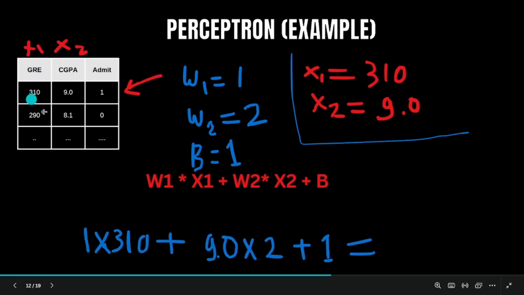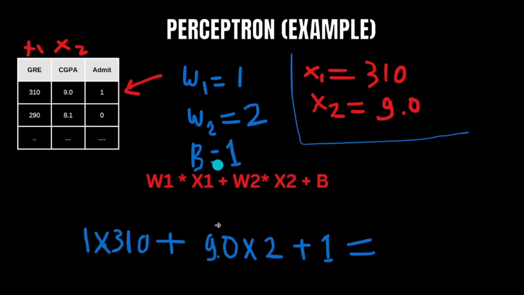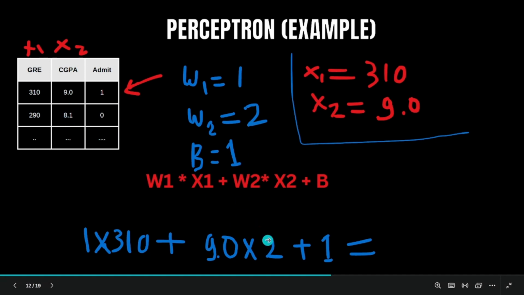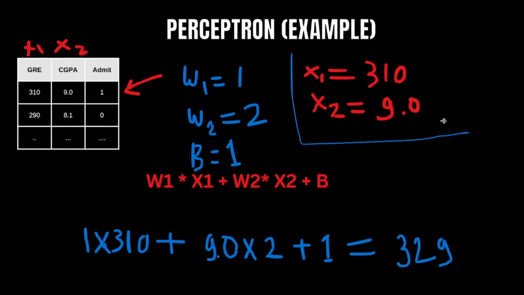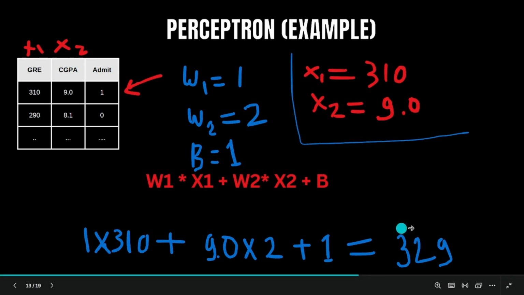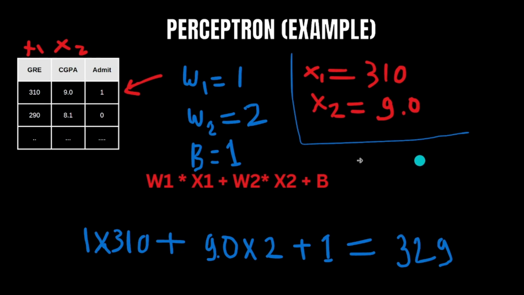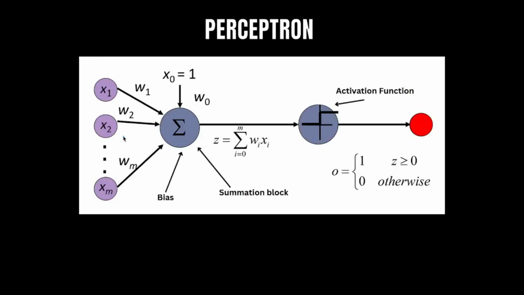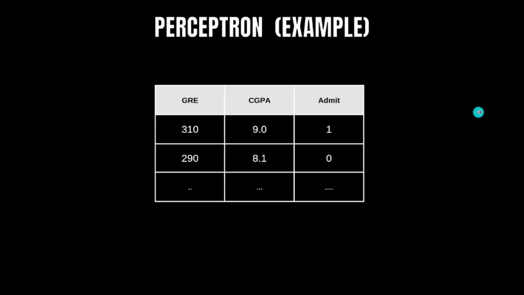So 310 into W1, weight 1, plus 9.0 into 2, plus the bias term that is 1. So we obtained 329. So what we are going to do with this 329? We are going to pass it to the activation function. As we have seen earlier, we achieved this z from computing x1 into w1, x2 into w2, plus bias, and then we are going to pass this into the activation function.